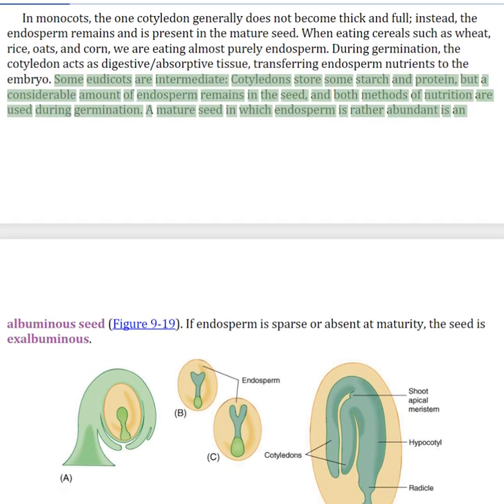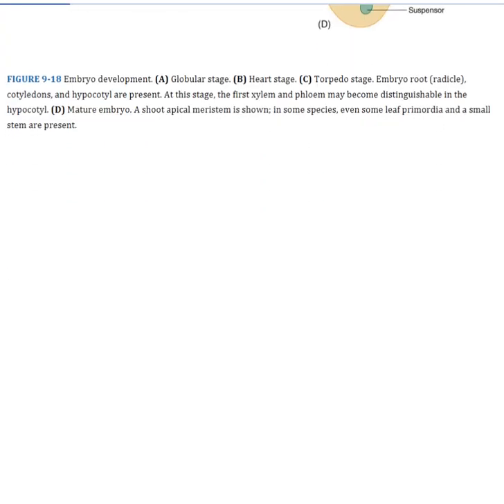Some eudicots are intermediate. Cotyledons store some starch and protein, but a considerable amount of endosperm remains in the seed, and both methods of nutrition are used during germination. A mature seed in which endosperm is rather abundant is an albuminous seed. If endosperm is sparse or absent at maturity, the seed is exalbuminous.